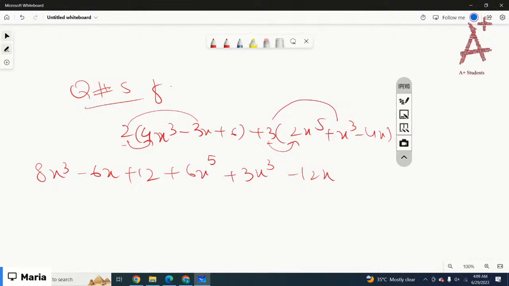Now you just have to collect the like terms. You don't have any other term with x to the 5, just write it down as it is. 8 and 3 makes 11x cubed. You have negative 6x and negative 12x makes negative 18x and you are left with just 12. So the answer is 6x to the 5 plus 11x cubed minus 18x plus 12. Got it?